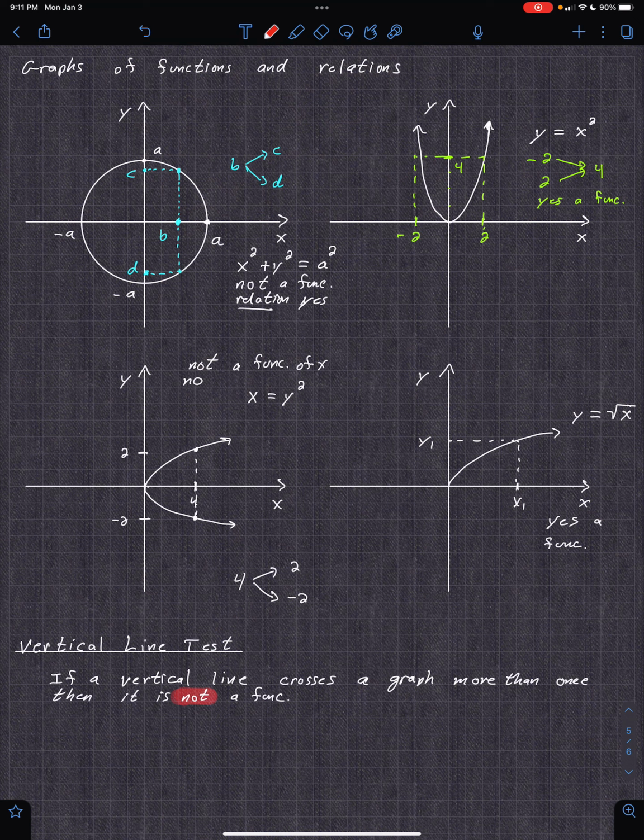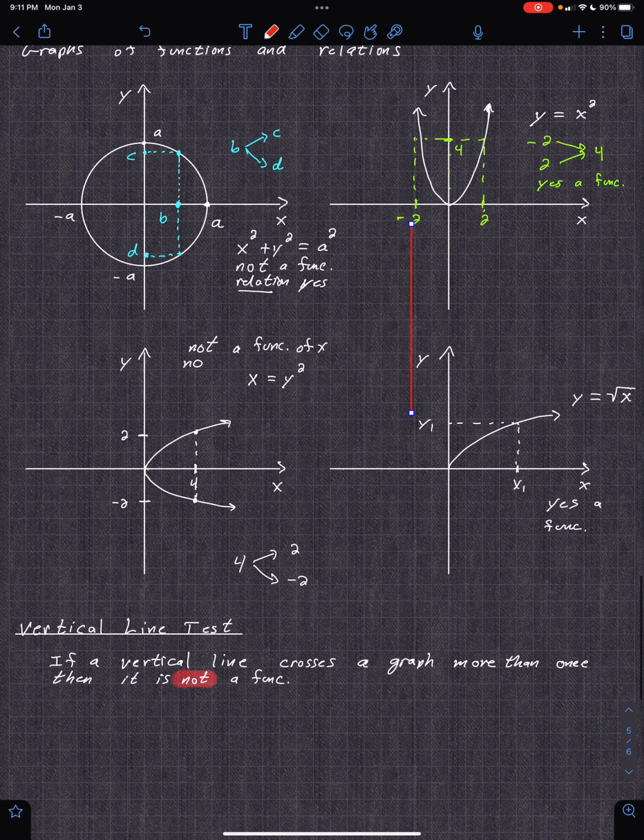I'll show you on here. You take a vertical line like this, and we will move that around. You can see that here it crosses the graph more than once, right there at C and D, or at B. And there's a bunch of lines that cross it more than once. All it takes is one, okay? And here, it only crosses the graph once. So every vertical line only crosses in one place.